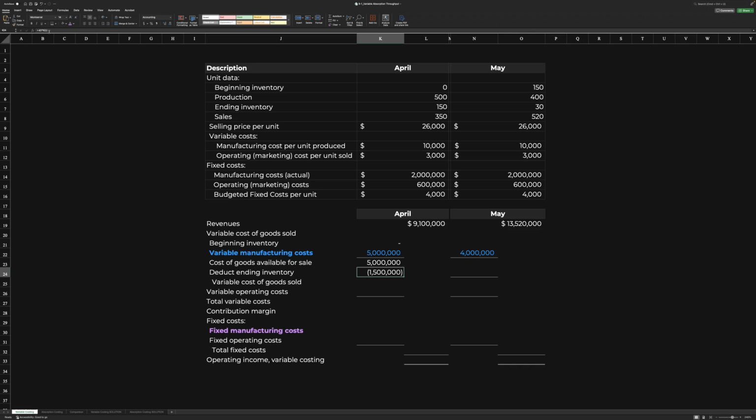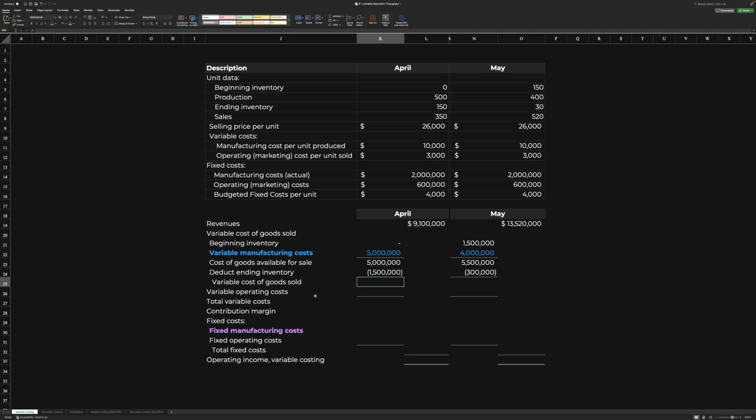Ending inventory for April is going to be beginning inventory for May, this will mean that the cost of goods available for sale for the month of May is 5.5 million. And once again, we will subtract the ending inventory, which is only 30 units in May, once again multiplied by 10,000 per unit or 300,000. And again, for the sake of presentation, I'll display that in brackets.